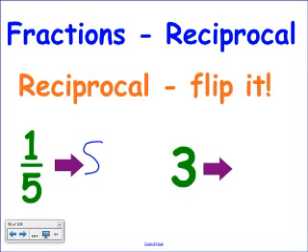Let's do this one as well. Okay, so we know that's 5. I've got 3. What's the reciprocal of 3? 1 over 3. Brilliant. How did you get that then?